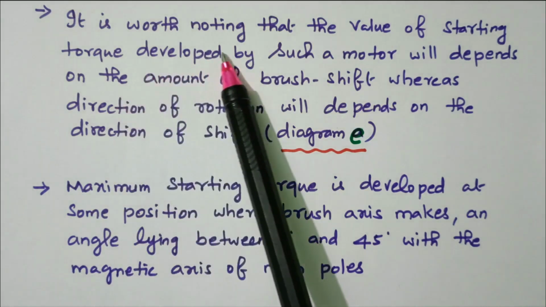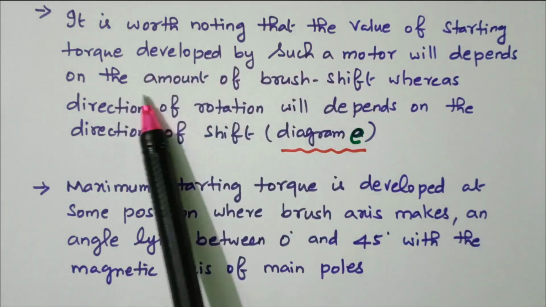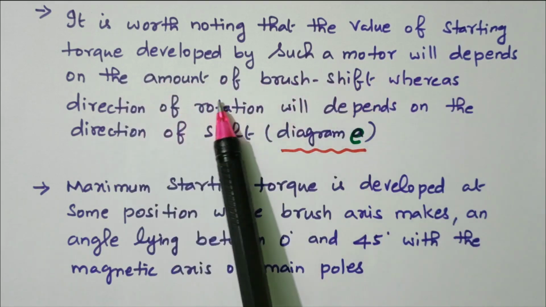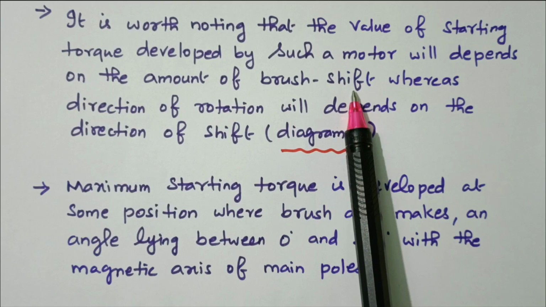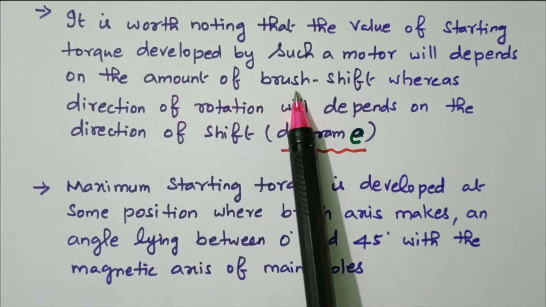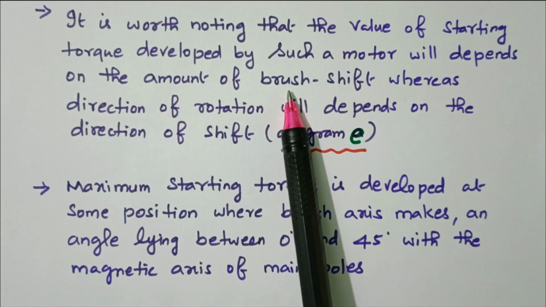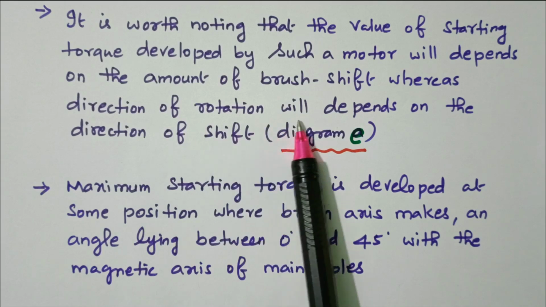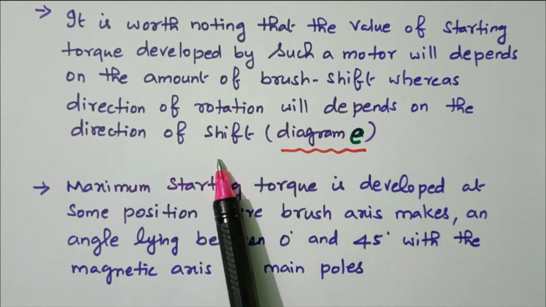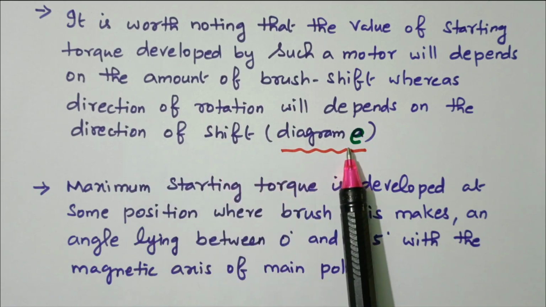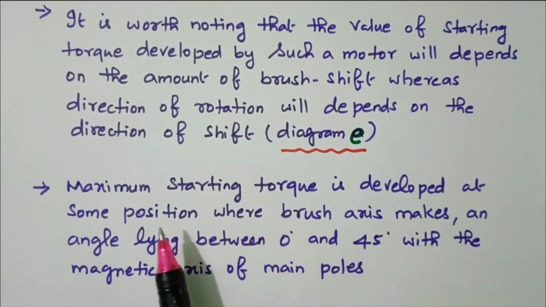It is worth noting that the value of the starting torque developed by such a motor will depend on the amount of brush shift. So the torque is purely based on the amount of brush shift. How much the brush is shifted, that much torque is developed. Whereas the direction of rotation depends upon the direction of the shift. Direction of rotation and direction of shift are the same. So that is what we refer to in diagram E.